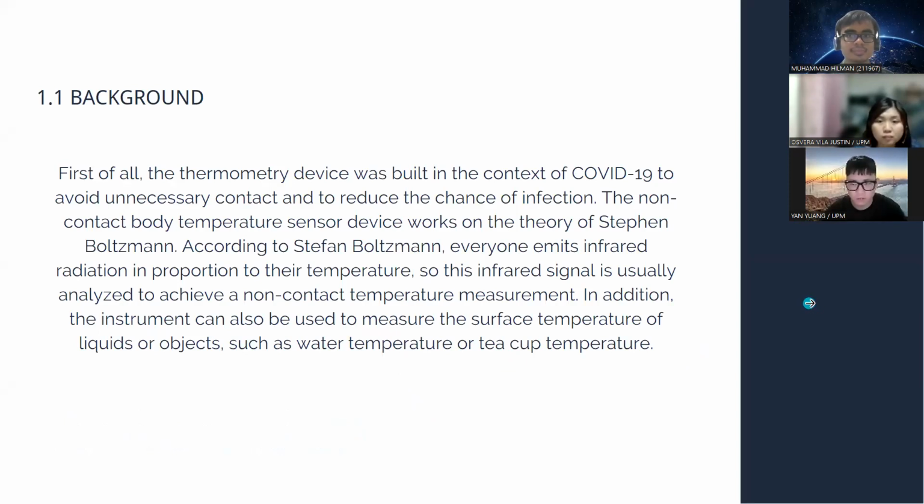For the background, first of all, the device was built in the context of COVID-19 to avoid unnecessary contact and to reduce the chance of infection. The non-contact body temperature sensor device works on a theory from Stephen Boltzmann. According to Stephen Boltzmann, everyone emits infrared radiation in proportion to their temperature. So this infrared signal is analyzed to achieve non-contact temperature measurement. In addition, the instrument can also be used to measure the surface temperature of liquids or objects, such as water temperature or teacup temperature.